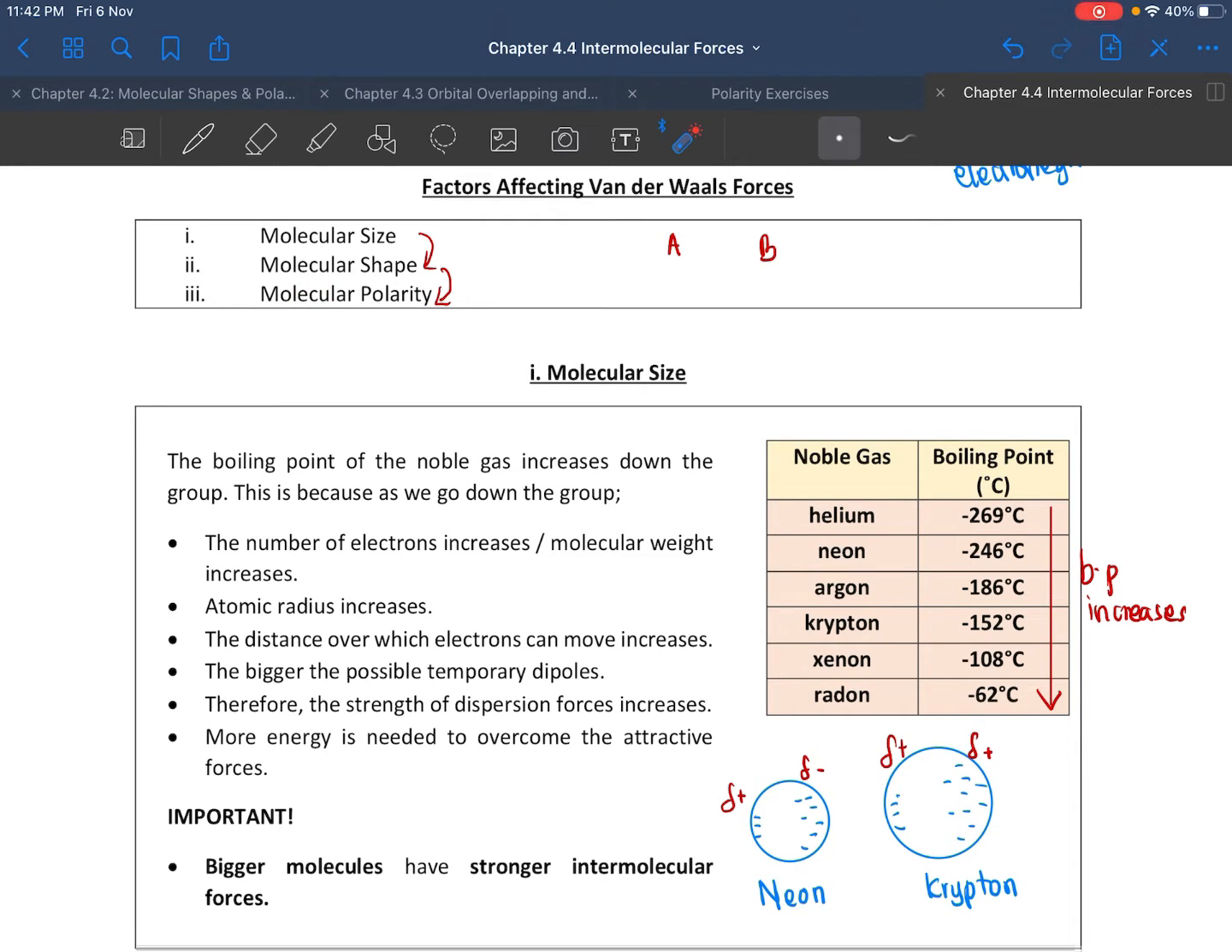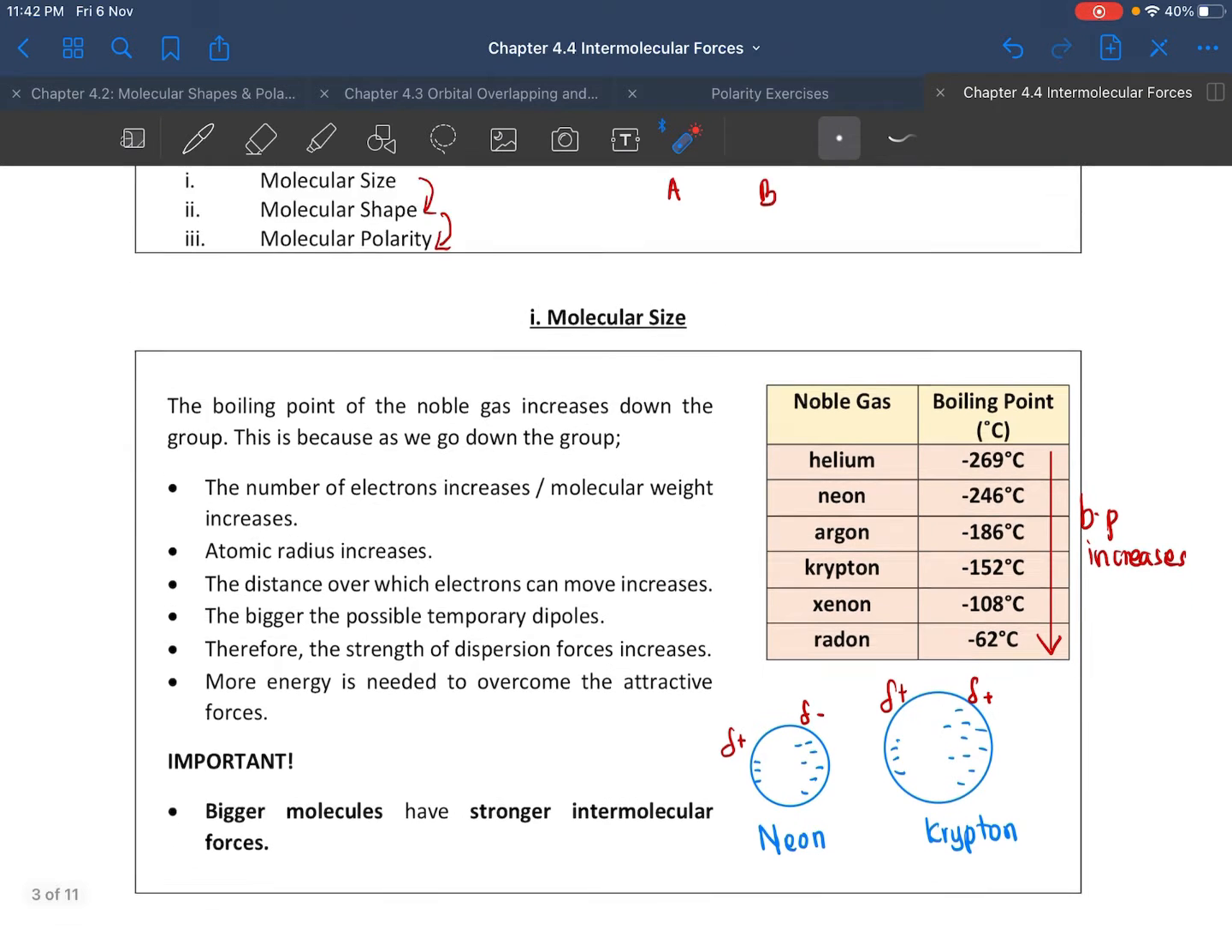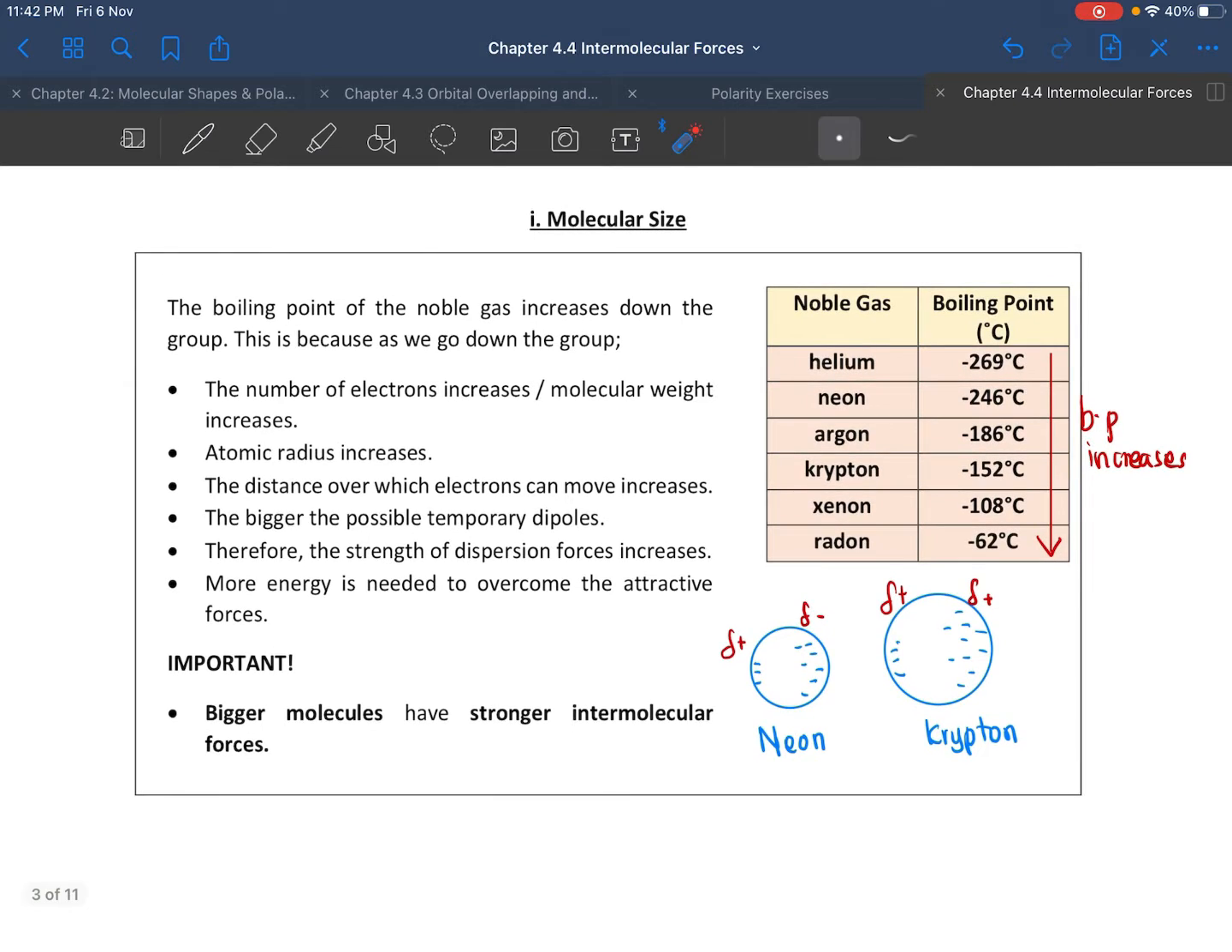Okay, so let us look at the first factor iaitu molecular size. In order to explain this molecular size, I will use this example here. In this example, saya guna group 18 noble gases. Noble gases start from helium up until radon. So maksudnya ini going down the group in group 18 lah. Going down the group 18, you can see the boiling point makin meningkat. So boiling point increases.